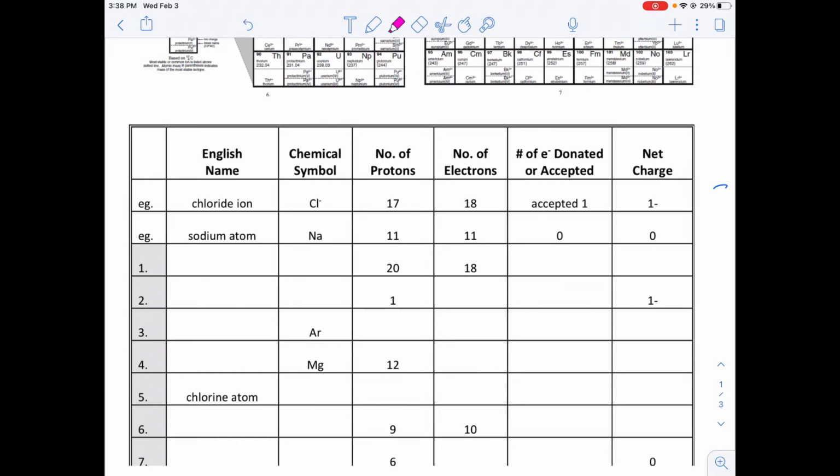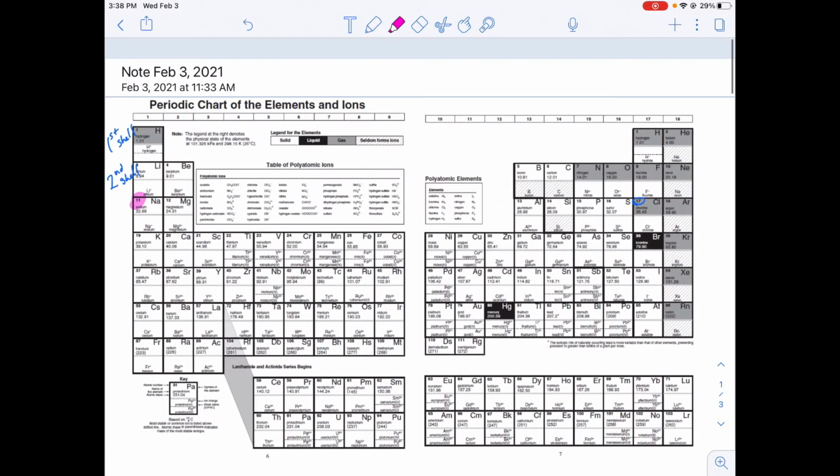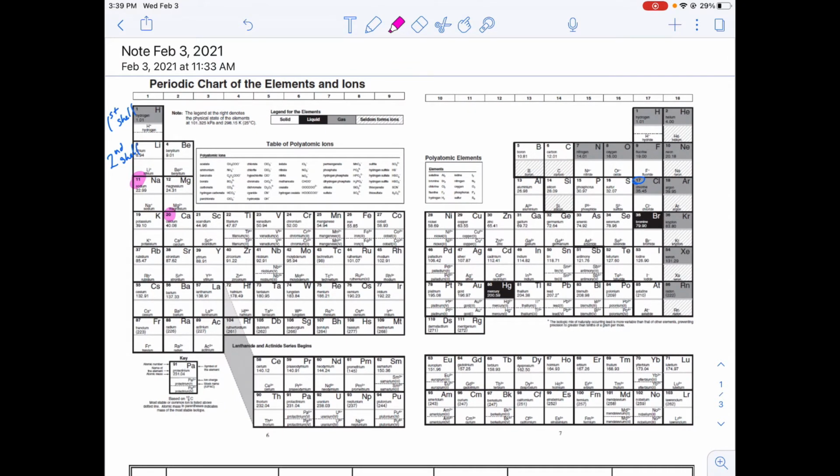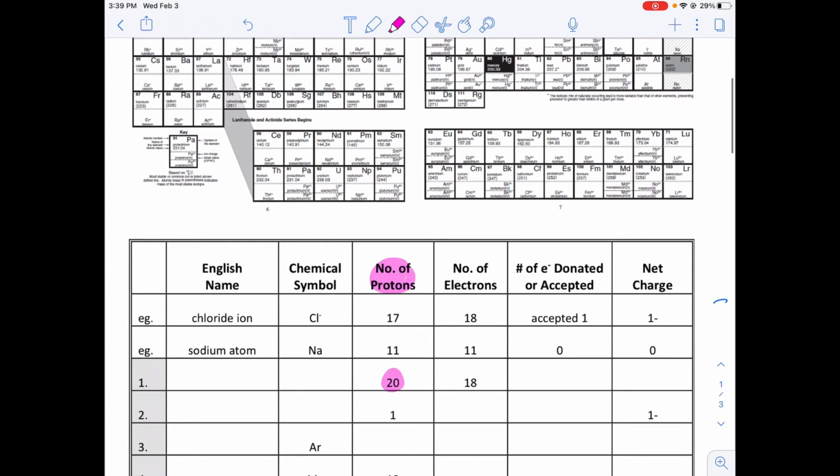So here we have 20 protons. Protons are always the atomic number. So if the atomic number is 20, I know that that is calcium. This is going to be calcium. But here we have 18 electrons. So if I have 20 protons and 18 electrons, electrons are negative, I've got 2 more positives than negatives. So this is going to have a 2 positive charge. This will be Ca2 positive, and this is a calcium ion.